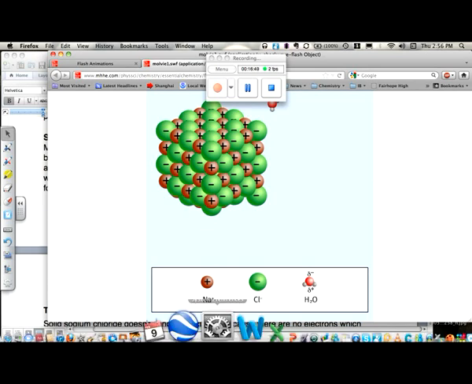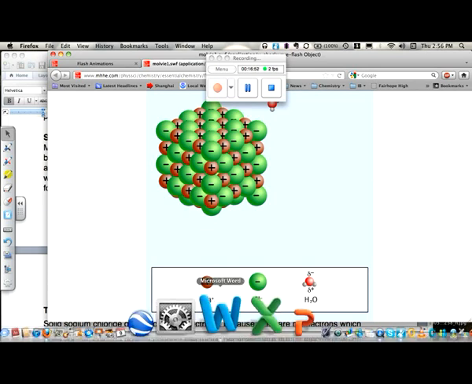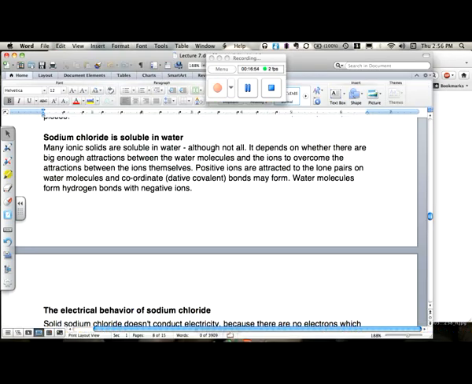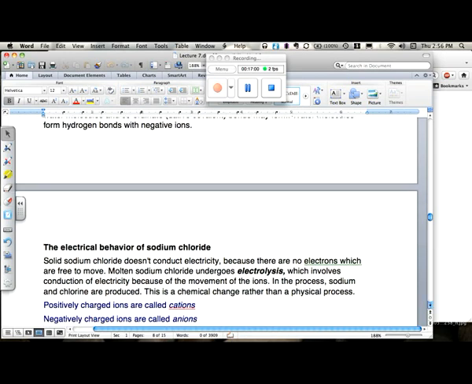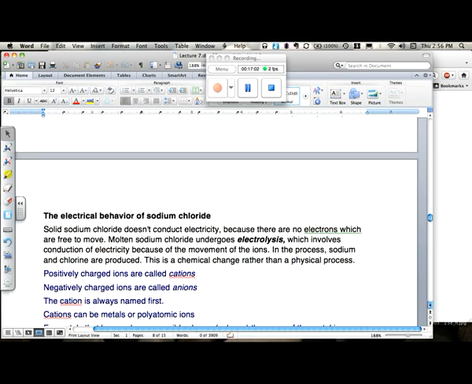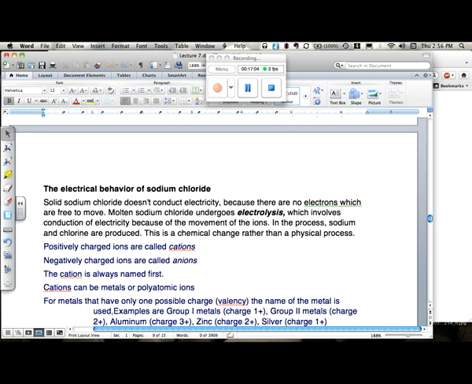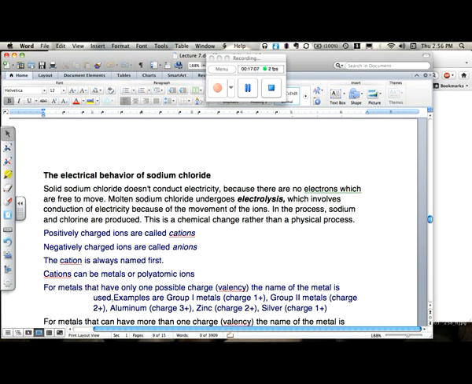So I just wanted to show you that so you'd have a picture in your mind. We're going to come back to that later in the course. All right, so that's how they're soluble in water. They do not conduct electricity unless they are dissolved in water or they have been melted. You must have moving charges in order to conduct electricity.